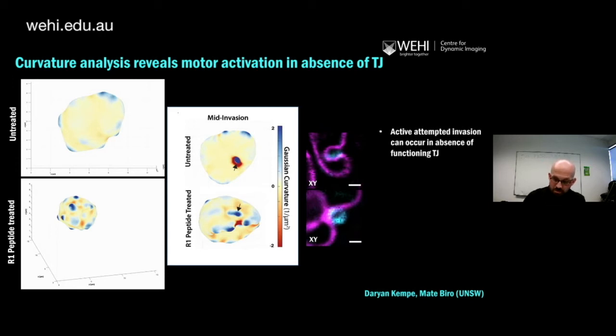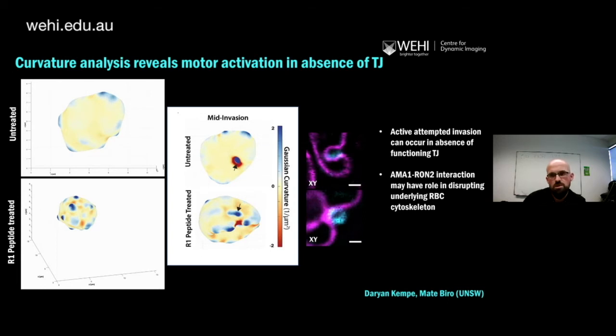So it can still attempt it in the absence of a functioning tight junction, but this also suggests some implications for this interaction in disrupting the underlying cytoskeleton. Because the parasite is still exerting its motor force, that force should be relatively conserved across the parasites that we look at, but it can't deform the membrane enough, and really to do that you need to disrupt that anchoring of the cytoskeleton to the membrane to form the PVM.